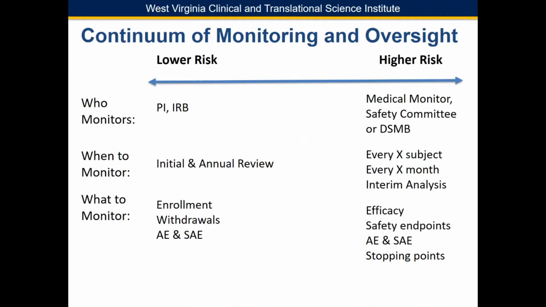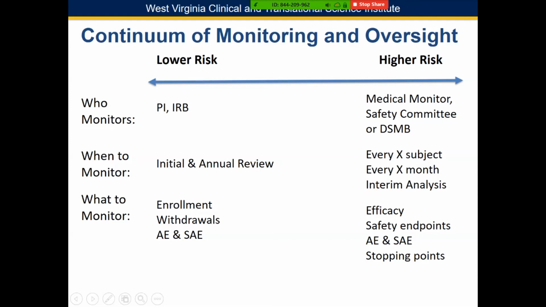So here I have a low risk monitoring. Who monitors it might just be the PI, IRB. When to monitor, it might be initial and annual review. Once again, we're doing low risk. You know, you have enrollment, you have withdrawals, you can have AEs and SAEs.